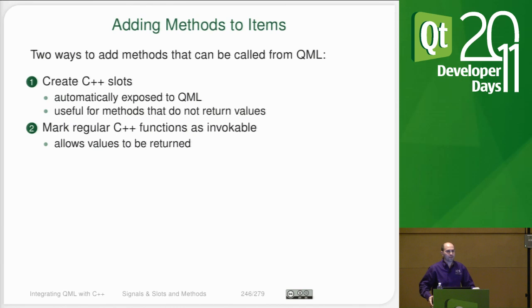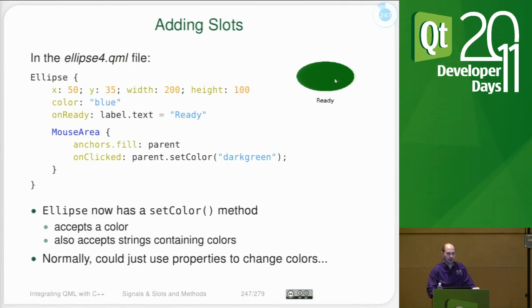So if we want to add callbacks, basically we want slots that we can call from QML. It is just as easy as making slots in C++. Here, when the mouse area is clicked, we want to call setColor on our object with the string of a color.